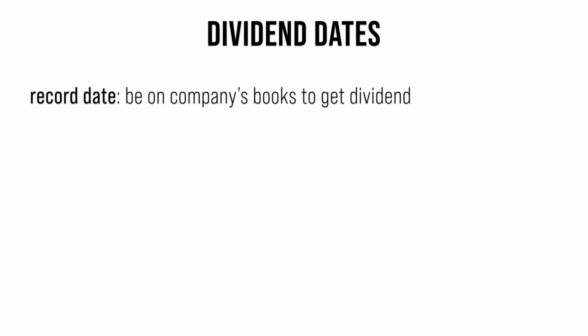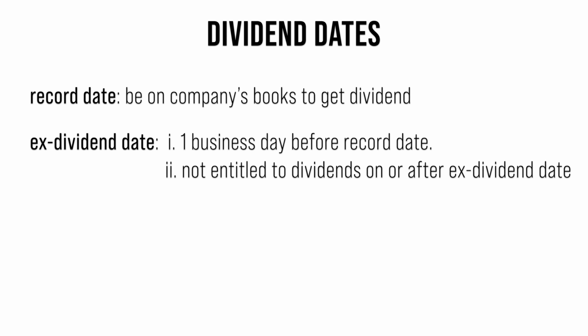Once the firm sets the record date, there is the ex-dividend date. Stock exchanges set the ex-dividend date one business day before the record date. Thus, if you buy a stock on the ex-dividend date or after, you will not receive the dividend.